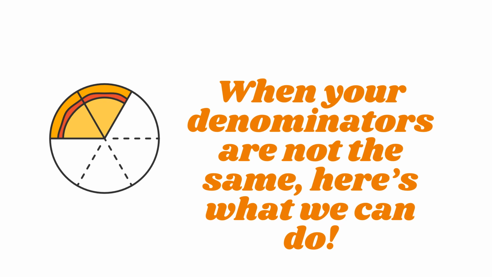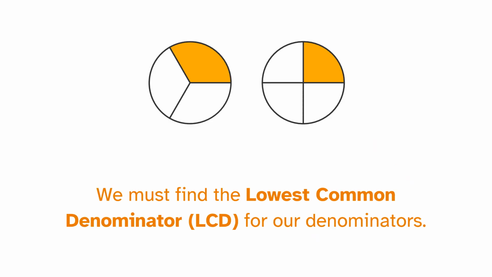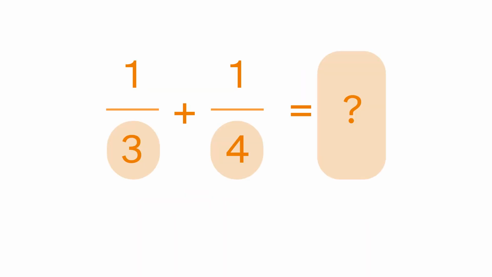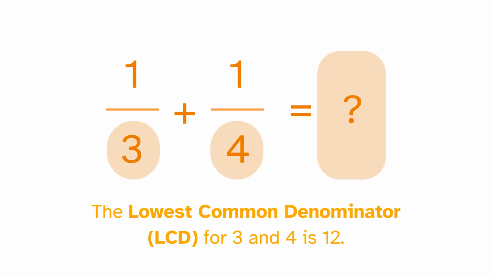When your denominators are not the same, here's what we can do. We must find the lowest common denominator for our denominators. Here's an example. 1/3 plus 1 over 4. We first need to look at our 3 times tables. 3, 6, 9, 12. And then we need to look at our 4 times tables. 4, 8, 12. Immediately we can see that 12 appears in both the 3 and 4 times tables. So therefore, the lowest common denominator, or LCD, for 3 and 4 is 12.